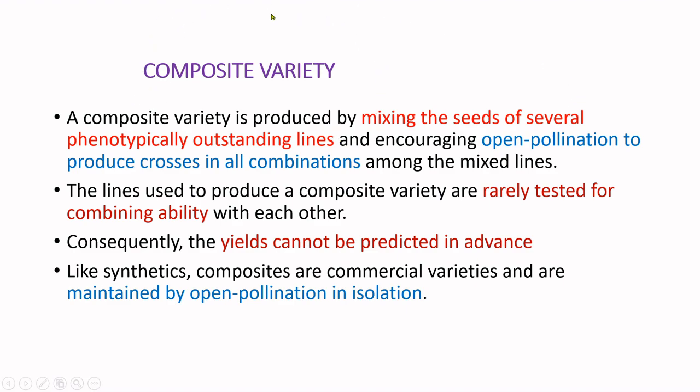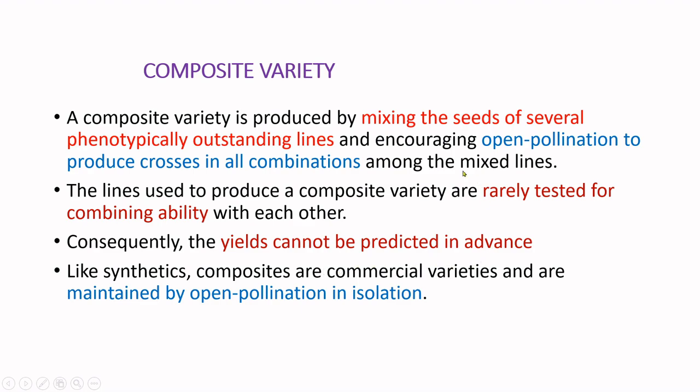Next is composite variety, much similar to synthetic variety. It is a variety produced by mixing seeds of several phenotypically outstanding lines and encouraging open pollination to produce crosses in all combinations. The lines used to produce composite varieties are rarely tested for combining ability, so no GCA test and no SCA test is done. We directly select the superior lines, composite them, let them pollinate randomly among themselves, and select those as composite varieties.